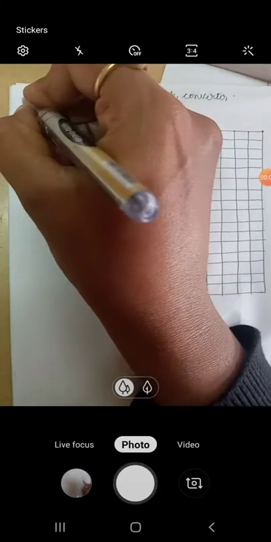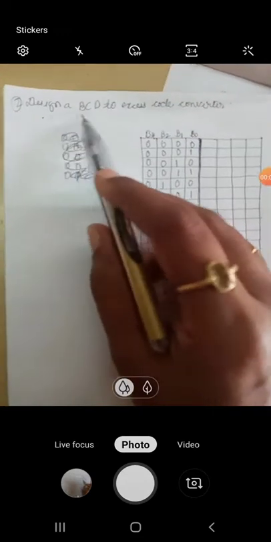Good afternoon, students. So we'll take the second problem on the general approach for design. Okay, so this is the problem definition. It says: design a BCD to XS converter. So for this problem statement we need to draw a logical approach.